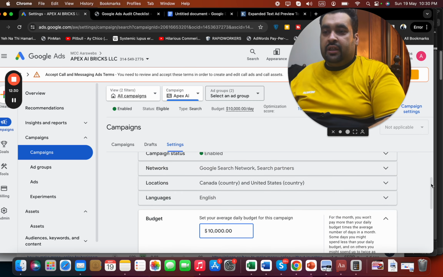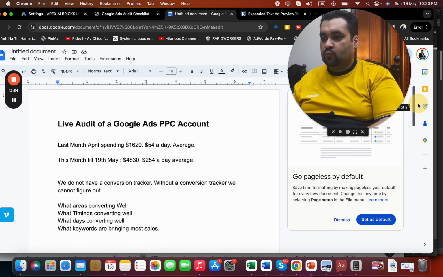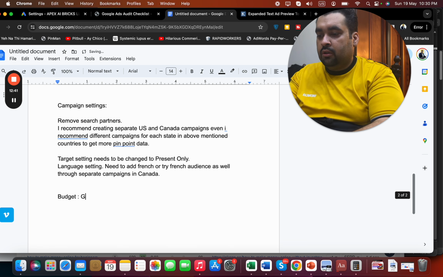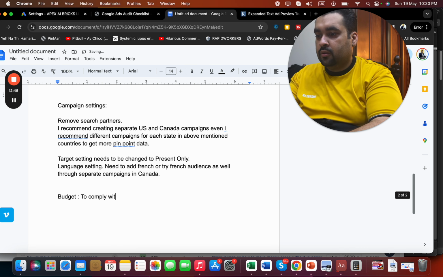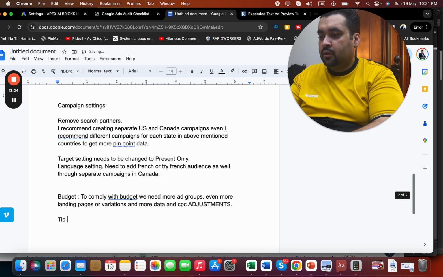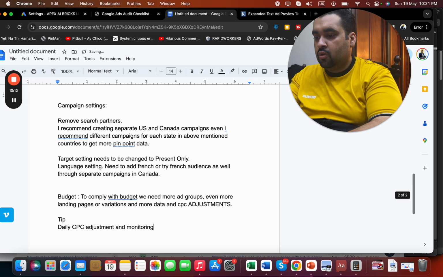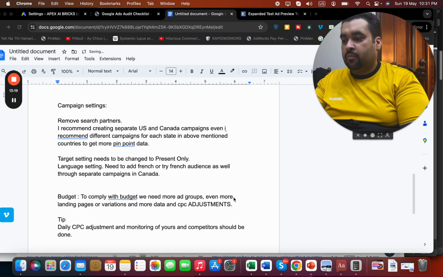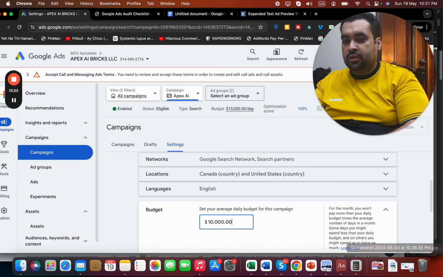The budget is $10,000 a day, and the spend for the whole month is $254 a day. So we need to work on the budget. To comply with the budget, we need more ad groups, even more landing pages or variations, and more data and CPC adjustments. Tip: daily CPC adjustment and monitoring of yours and your competitors' should be done. We use Python and SEMrush for competitor monitoring, so that is also a good addition to it.